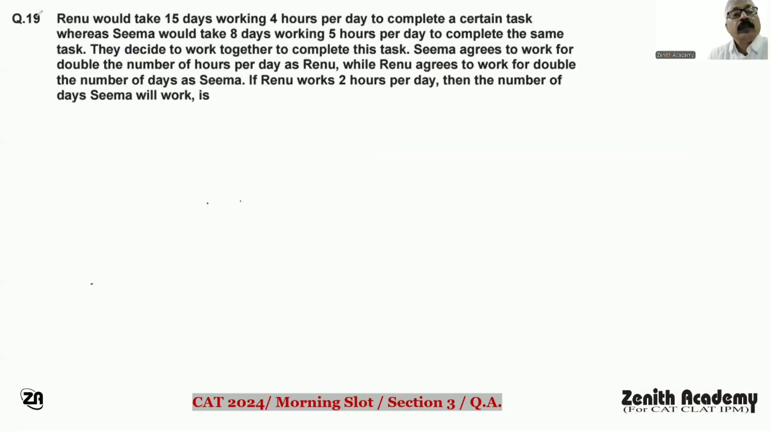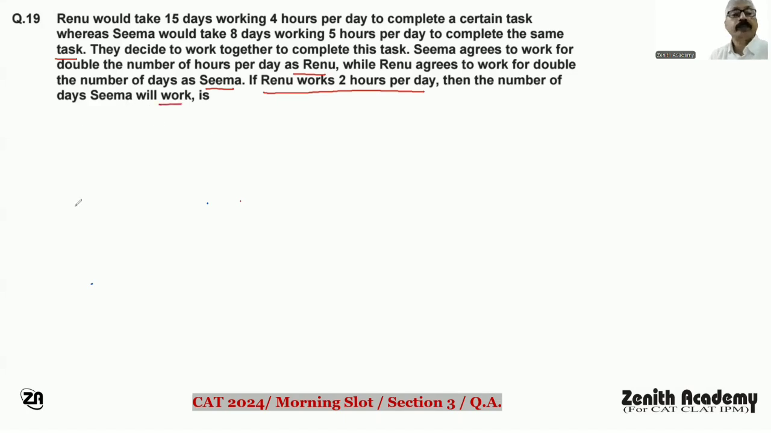Okay, now this question number 19. Renu would take 15 days working 4 hours per day to complete a certain task, whereas Seema would take 8 days working 5 hours per day to complete the same task. Okay. They decide to work together to complete this same task. Seema agreed to work for double the number of hours per day as Renu. Okay. And Renu agreed to work for double the number of days as Seema. If Renu works 2 hours per day, it is given, then the number of days Seema will work.